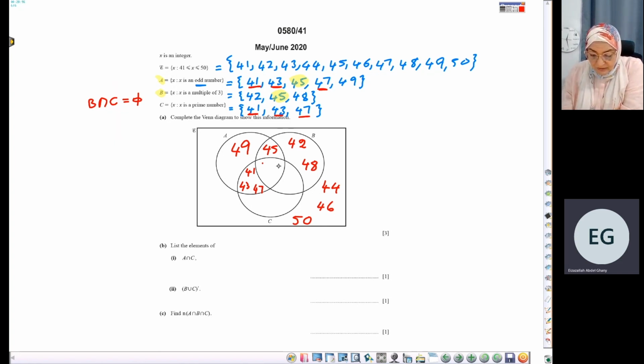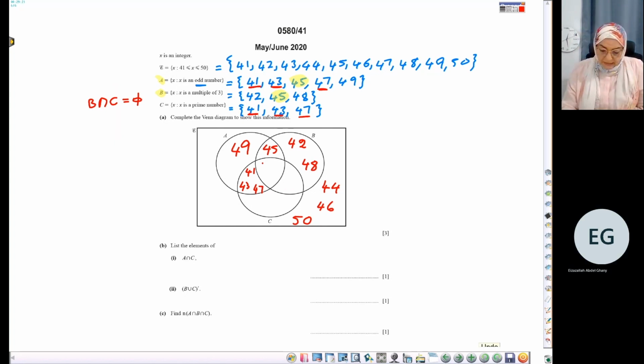Now, why is there nothing in this area? Because this area means the elements which are odd, multiples of 3, and prime, which is impossible. Why is there nothing in this area? Because this area means B and C. It means a multiple of 3 and a prime number at the same time. Impossible.